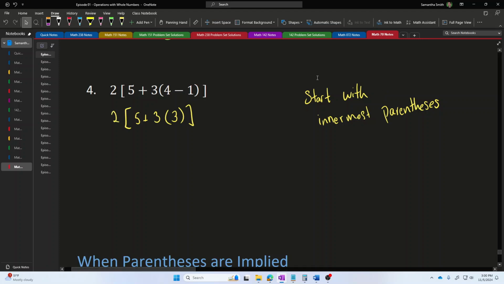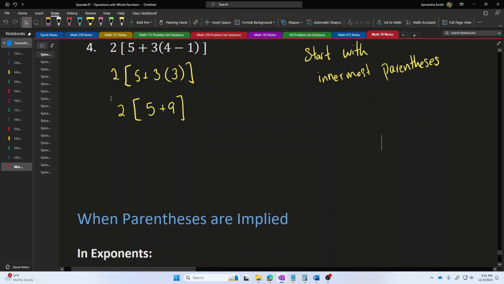Now I'm going to work inside of these brackets, these square parentheses, and complete the operations inside, again using PEMDAS. And PEMDAS says you've got multiplication and addition happening inside of those brackets. So do the multiplication first. And I get 2 times 5 plus 3 times 3, 3 times 3 being 9.